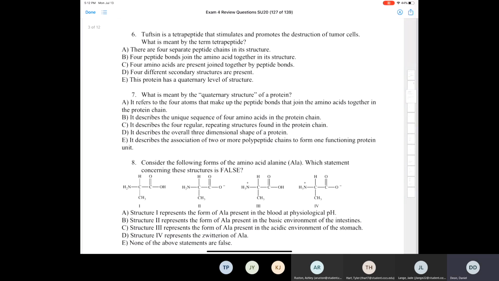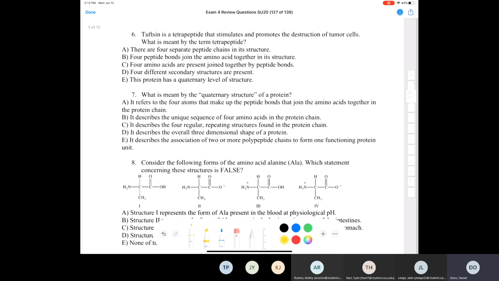Question number 6. Tufsin is a tetrapeptide that stimulates and promotes the destruction of tumor cells. What is meant by the term tetrapeptide? Well, we've gone over this a little bit already tonight. If I have one nitrogen, carbon, carbon, that would be the framework or skeleton of an amino acid. If I have two linked together like this, I would call this a dipeptide.